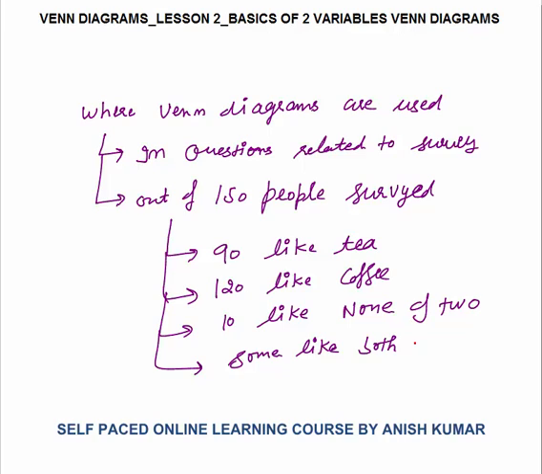Now in such questions, if you try to think, it looks very confusing because 90 like tea, 120 like coffee, the total should be how much? 210, and there are 10 also who do not like anything, so the total must be 220. But the question initially says that only 150 people were surveyed, so how is it possible? Now to avoid this confusion, the Venn diagram gives you a very easy solution for such kind of question. I will explain this question at the end, after explaining the basics of the Venn diagram.